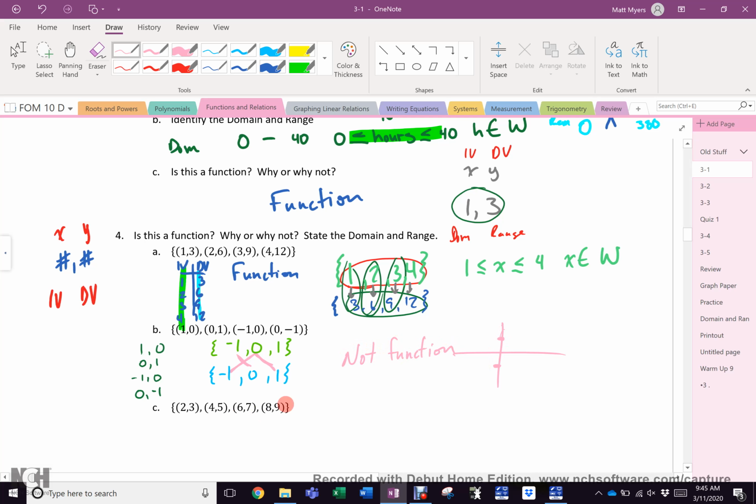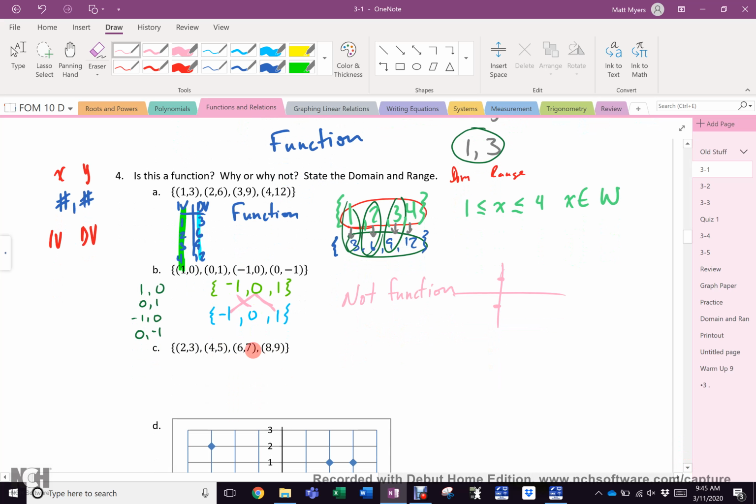Okay, so now you try this one. Set up the domain and range, list them, tell me if it's a function or not. Go.